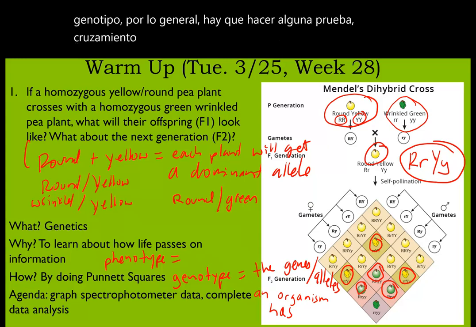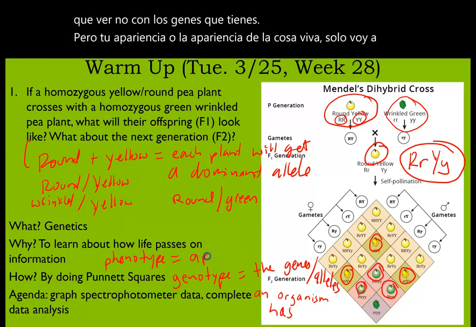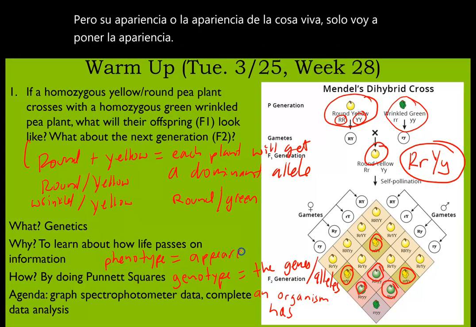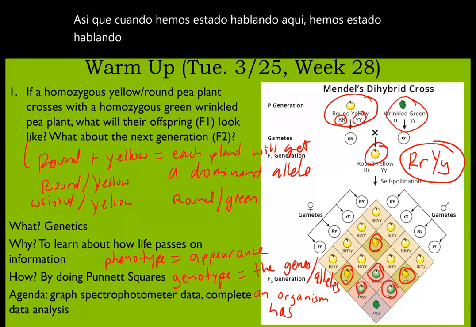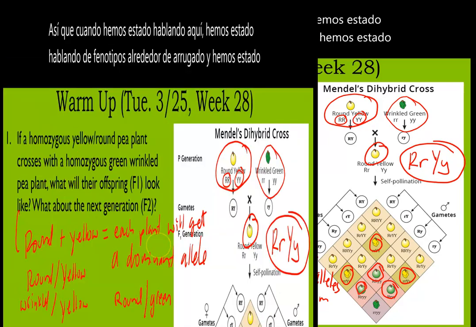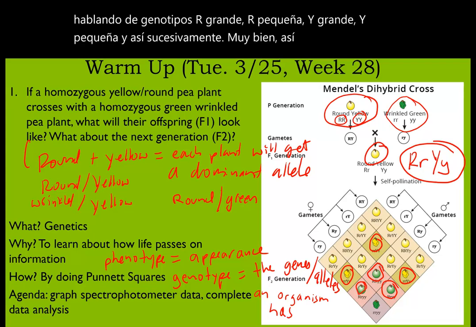Now the word phenotype has to do with not the genes you have, but your appearance, or the appearance of the living thing. I'm just going to put the appearance. So when we've been talking up here, we've been talking about phenotypes, right? Round, wrinkled. And we've been talking about genotypes, big R, big Y, little y, and so forth. All right. So we have 3 phenotypes.